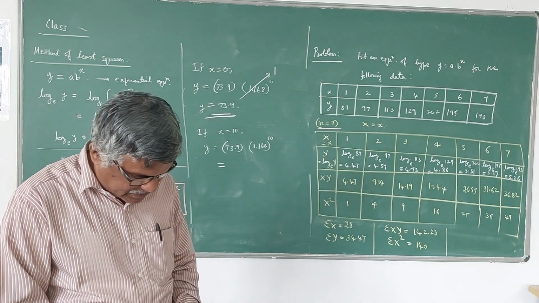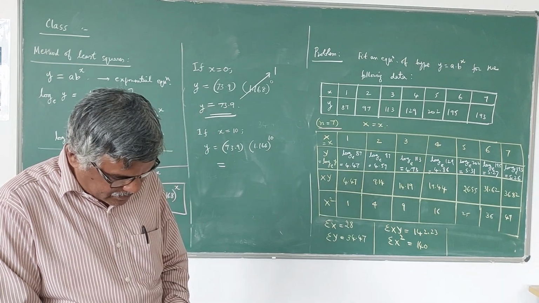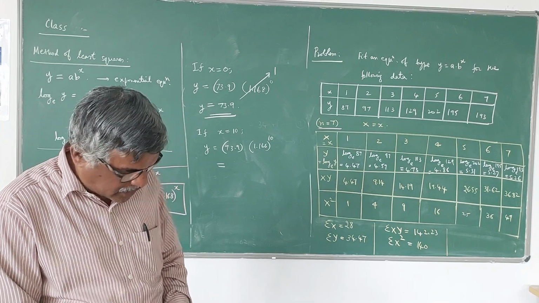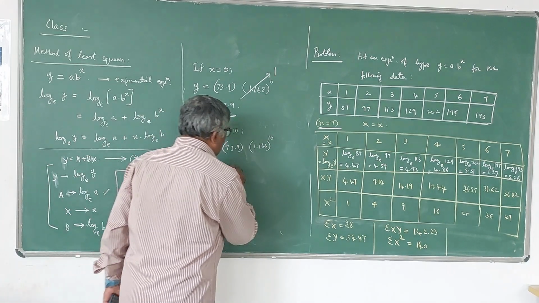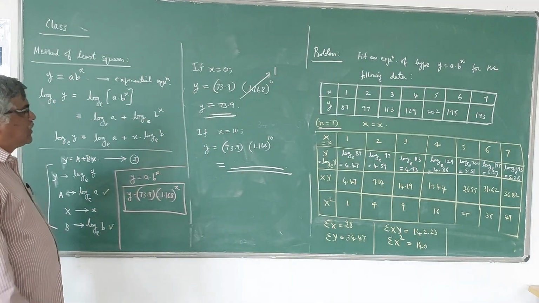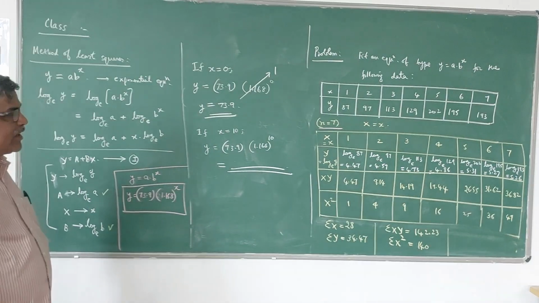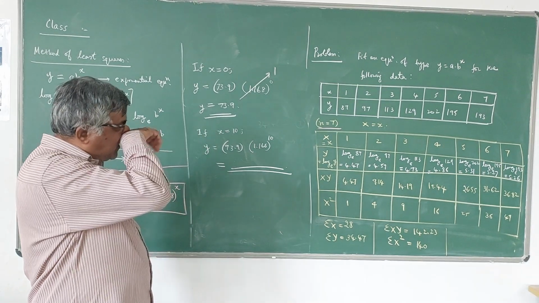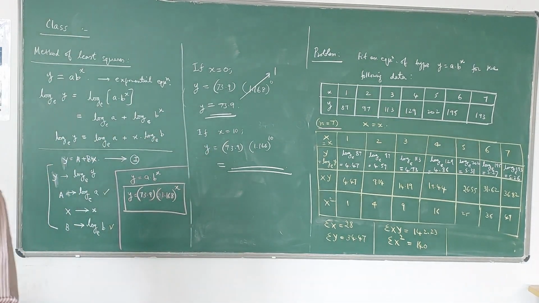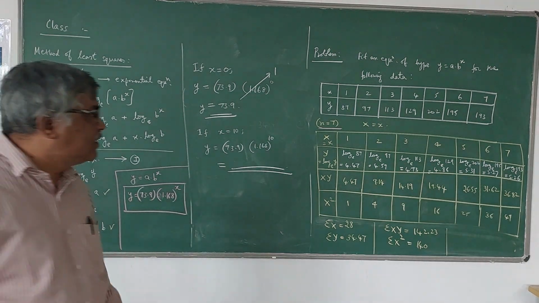We have to reset it and then we have to get it. So like this, at whatever value of x you require, you can get the corresponding value of y. So this is how the exponential equation is fitted using the method of least squares.